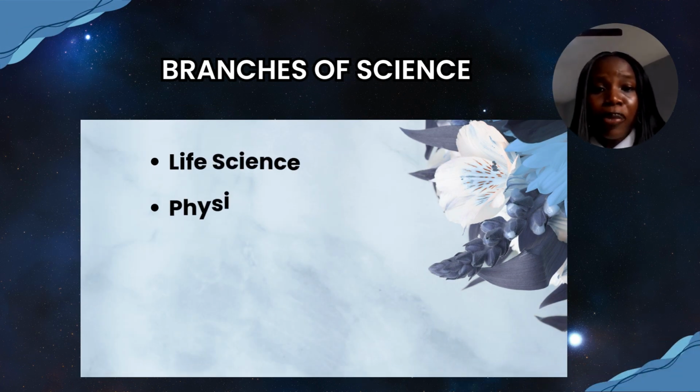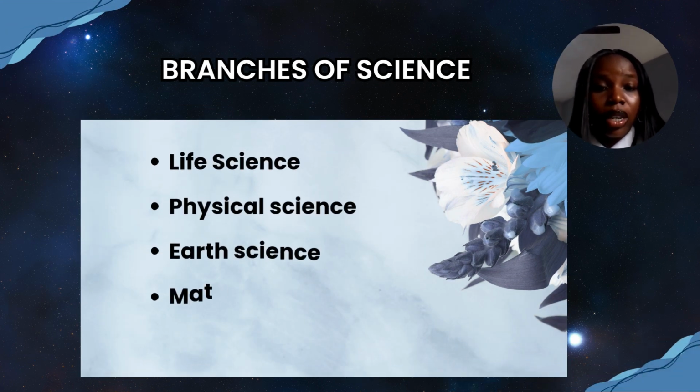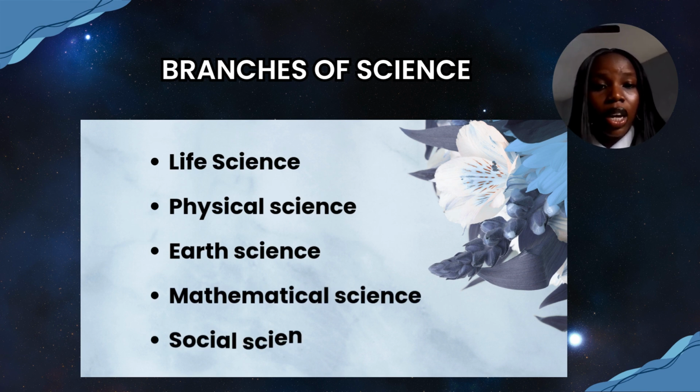Now let's take a look at the branches of science, the various branches of science. We have what we call the life science, we have physical science, we have earth science, mathematical science, and social science. Now, the life science has to do with anything living, like plant and animal. So when you are studying plant and animal, you are doing life science.